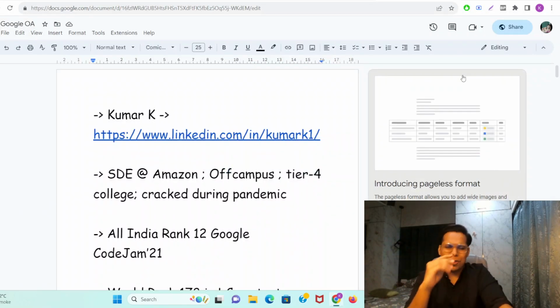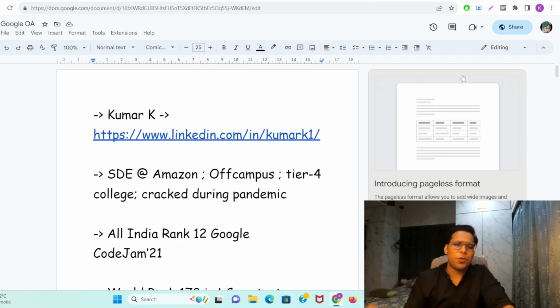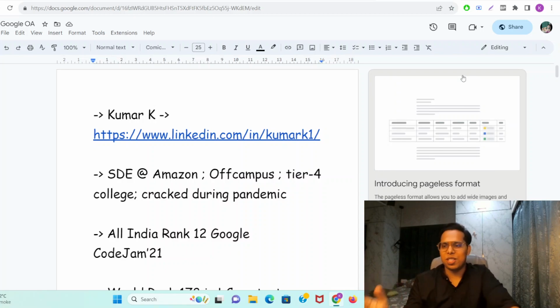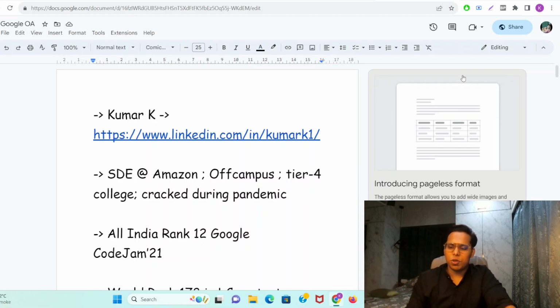Before starting the session, all of you know that we are going to solve a very interesting Google OA problem. It was asked just 1 to 2 months back for Google SDE role, and the OA problem was very difficult.